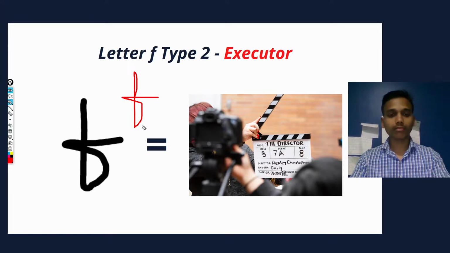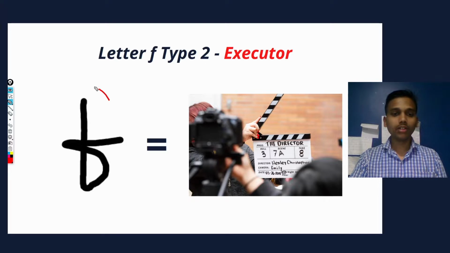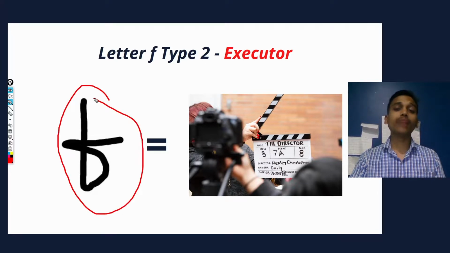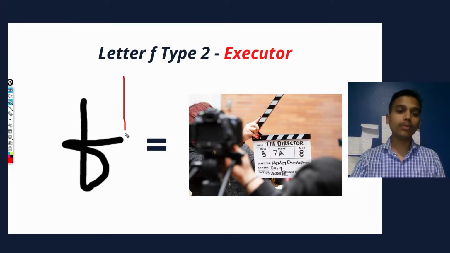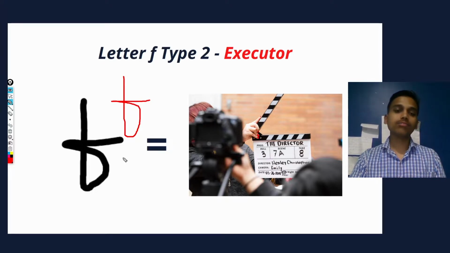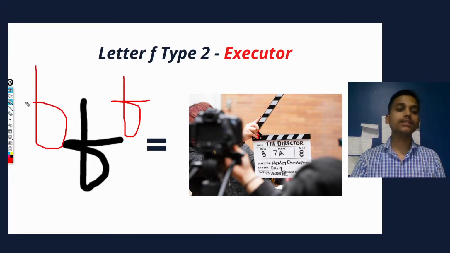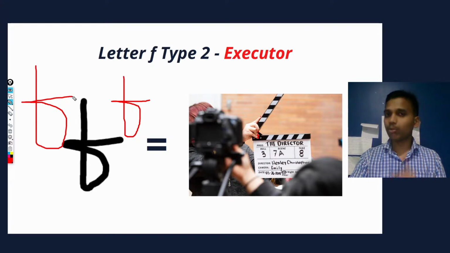So letter F in simple terms, how to find the executor F? It's very simple. You have to look at the lower loop. If the writer has a lower loop in their letter F, then the writer falls under this category. Size too matters. Bigger the size, the more of an executor they are, and more of something is not good. Always keep it balanced, just like the letter Y loop.